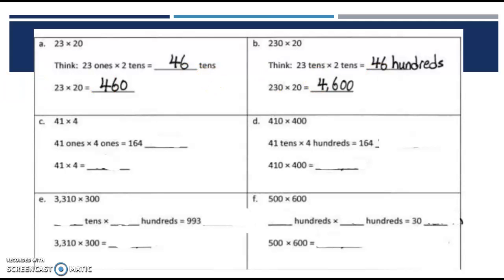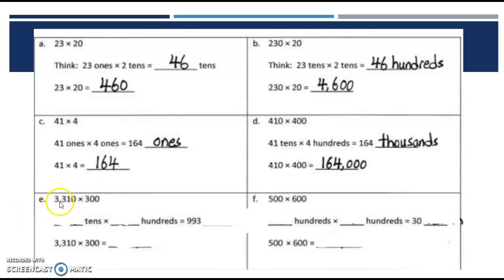So now we're going to try on our own. Let's do 41 times 4. 41 ones times 4 ones is 164 ones, so 41 times 4 equals 164. Then they're going up in the place value. Now we're going to do 410 times 400. That would be 41 tens times 4 hundreds, which would give us 164 thousands. So 410 times 400 equals 164 thousands.